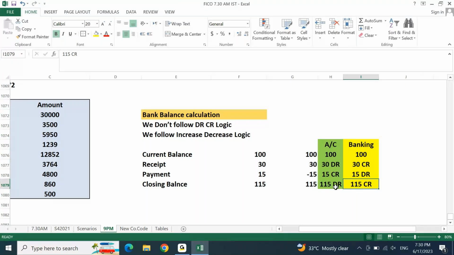No, sir, I have one doubt. Sir, here you are thinking from a bank point of view. Yes, sir. So from the bank point of view, it is the opening balance, it is a credit balance. Yes, right. That is the reason 115 is the credit. Yes, correct. Okay, sir. Thank you.